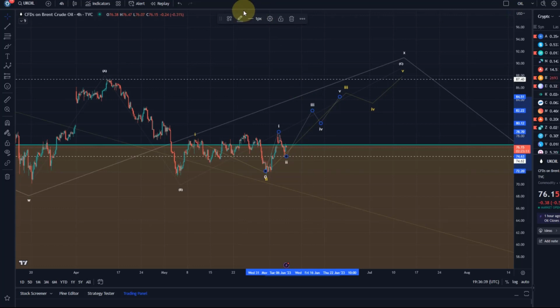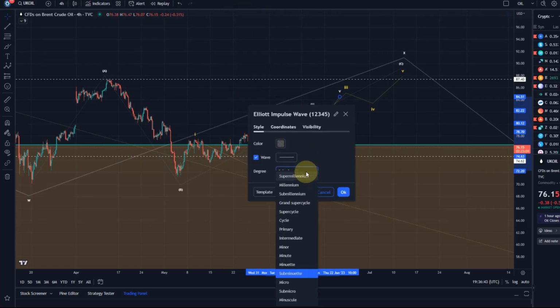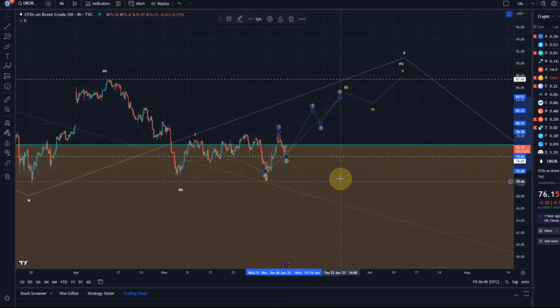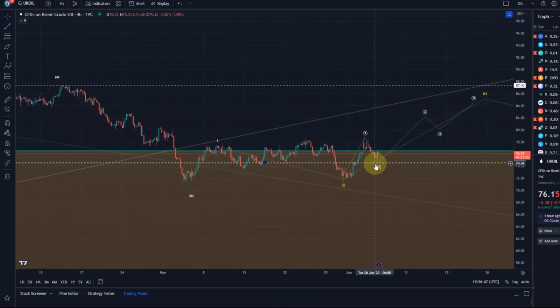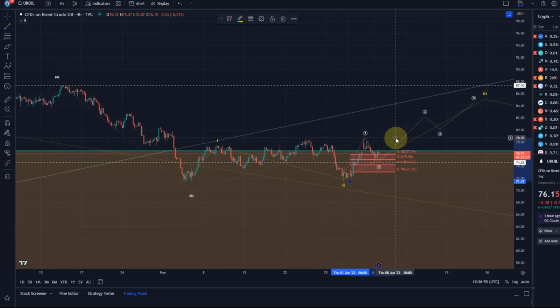It's the same story for WTI as well. Let me change the wave degree here. And that means we're basically now in support for this wave 2. So I can add a little support area. Standard Fib support for a wave 2 is typically between the 50% retracement and the 78.6 retracement level.